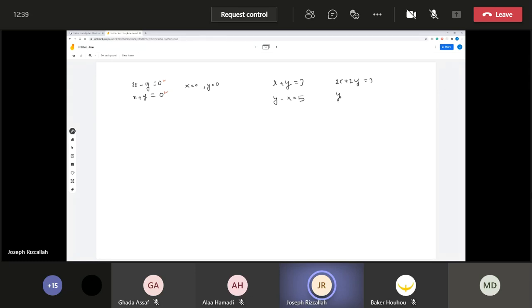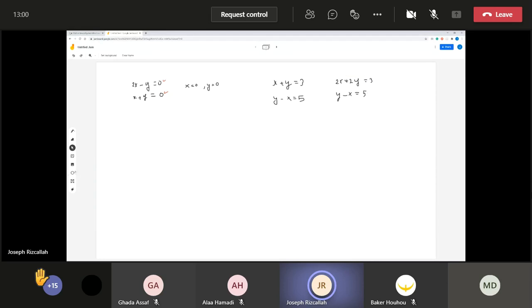And the second equation, I will keep it as is, y minus x equals 5. And now, instead of solving this system, let me try to solve this system. My question is, will the solution of this system be identical to the solution of the other system?